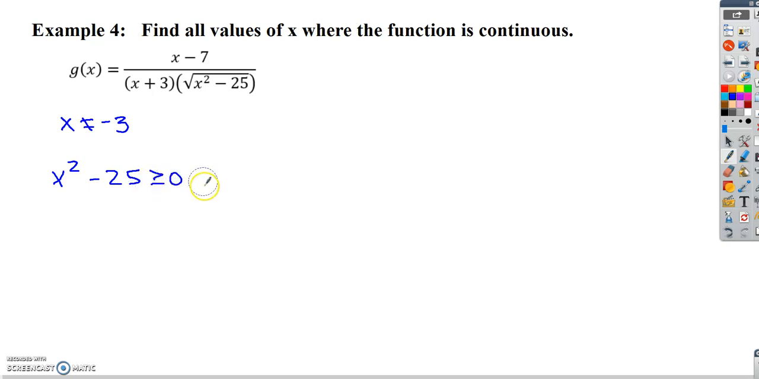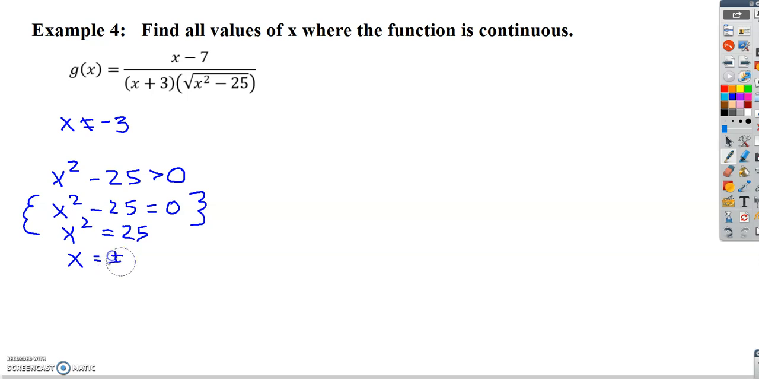But there's an issue. This square root is in the denominator, which means it's actually not allowed to be equal to 0. So whenever you have a square root in the denominator, you need to make sure you go back and say that that just has to be greater than 0. You can't actually be 0. So to solve this, I have to think back to algebra 2 a little bit. When we did this in algebra 2, we would let our inequality become an equality and solve. So if I solved this as if it were an equal sign, I get plus or minus 5.